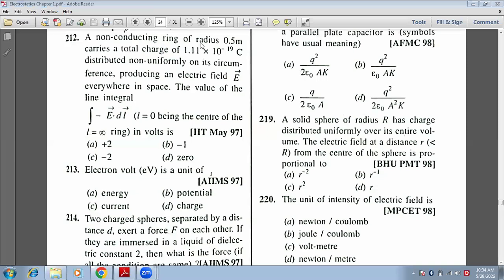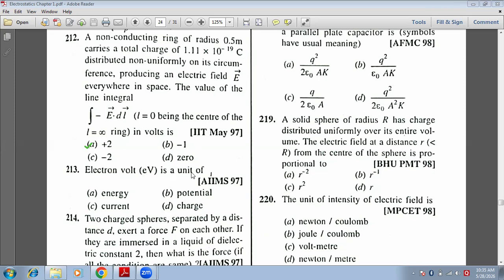A non-conducting ring of radius 0.5 meter carries a total charge of 1.11 × 10^-19 Coulomb, distributed non-uniformly on its circumference, producing an electric field E everywhere in space. The value of the line integral, closed integral of minus E dot dl, from the center of the ring to infinity, in volts, is: option A plus 2, option B minus 1, option C minus 2, option D 0. Correct answer, option A, plus 2.